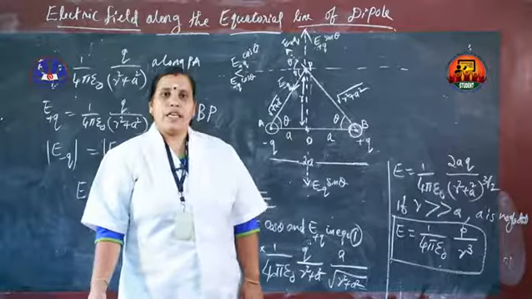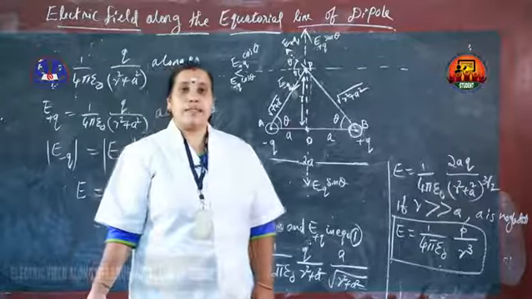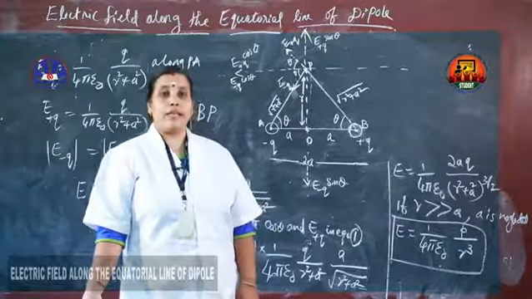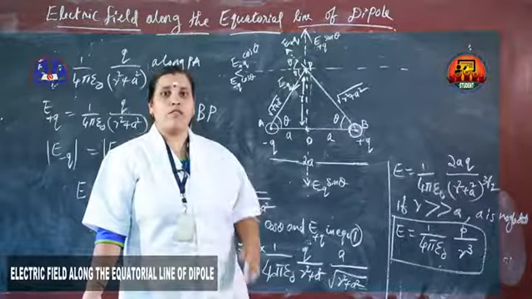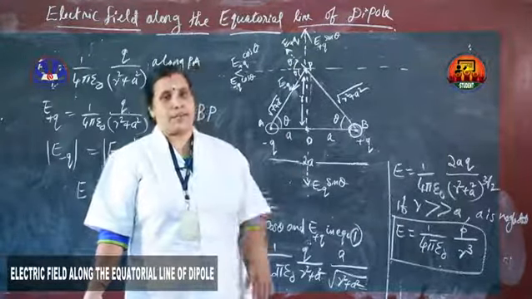Clear? Now, we can explain what the strength of the electric field is along the equatorial line of the dipole. Okay, already we have explained the electric field along the axial line.